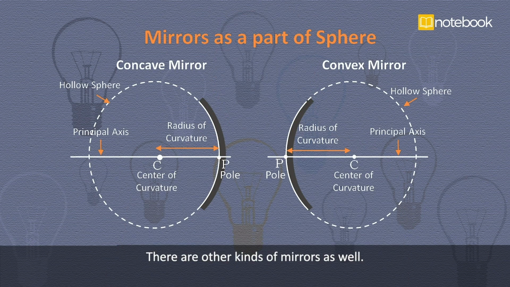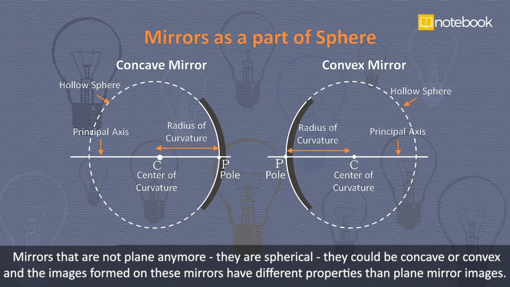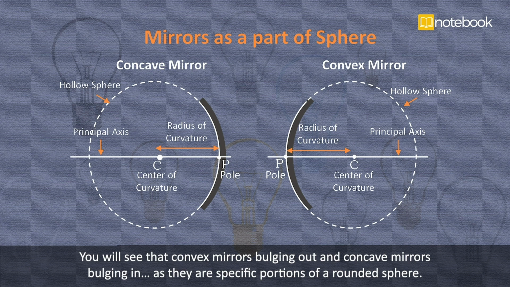There are other kinds of mirrors as well. Mirrors that are not plane anymore. They are spherical. They could be concave or convex, and the images formed on these mirrors have different properties than plane mirror images. You will see that convex mirrors bulge out and concave mirrors bulge in, as they are specific portions of a rounded sphere.